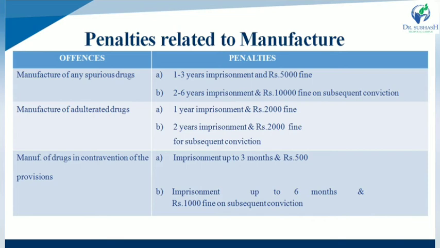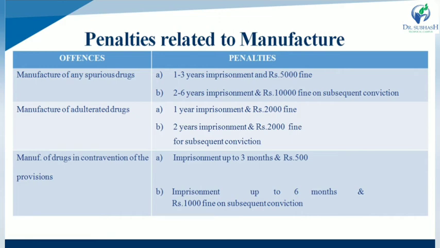So if you are manufacturing spurious drug substance, in case of the first time it is 1 to 3 year imprisonment as well as Rs 5,000 fine, but if you repeatedly manufacture spurious drug substance, then the second and third time it is 2 to 6 year imprisonment as well as 10,000 rupees fine. Second one, manufacturing of adulterated drug substance. In case of adulterated drug substance, 1 year imprisonment and 2,000 fine. And if you subsequently repeat the same mistake, 2 year imprisonment and Rs 2,000 fine.